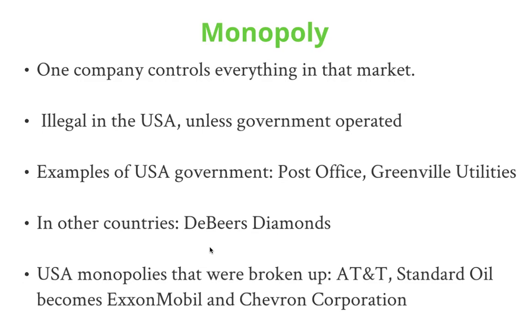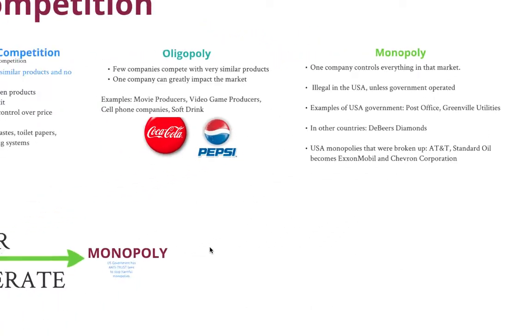John D. Rockefeller is worth like $1 billion in the 1800s because he owned oil, and everybody needed oil for pretty much everything. You needed oil to travel in your car. You needed oil for the railroads, and so on and so forth. So Standard Oil was a huge monopoly.